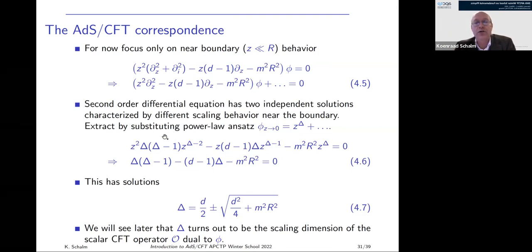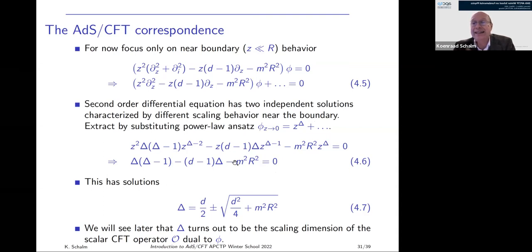Now the overall z to the delta scales out, because here I have a z squared, here I have a z to the delta minus 2, here I have a z, here I have a z to the delta minus 1. So all these objects scale as z to the delta, so I can divide it out. And I'm left with my characteristic equation for the boundary behavior of this differential equation, which is now characterized in terms of this to-be-determined exponent delta.